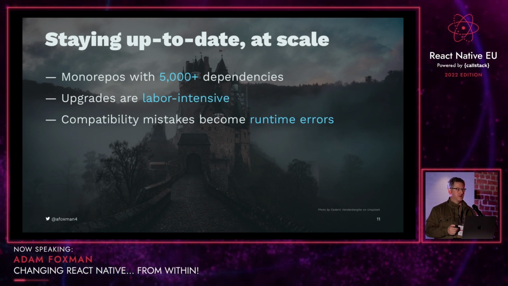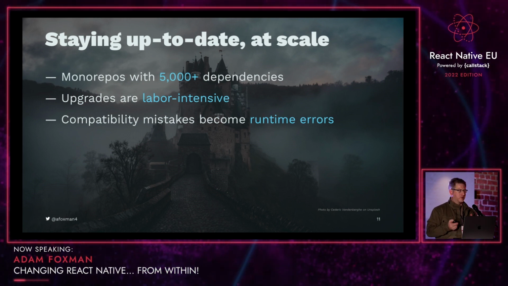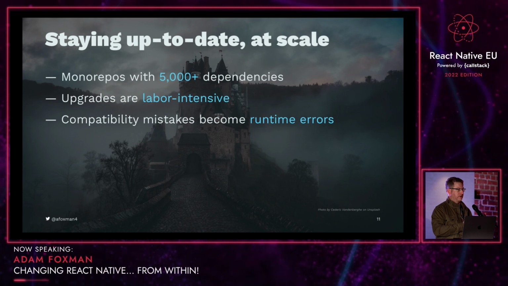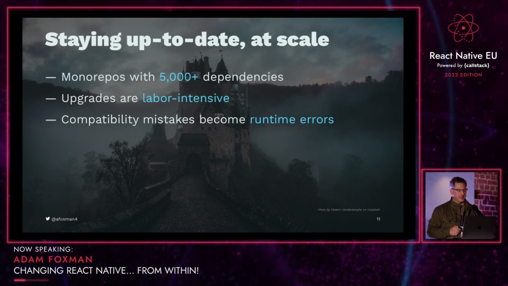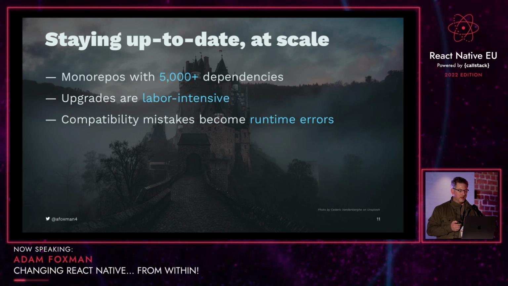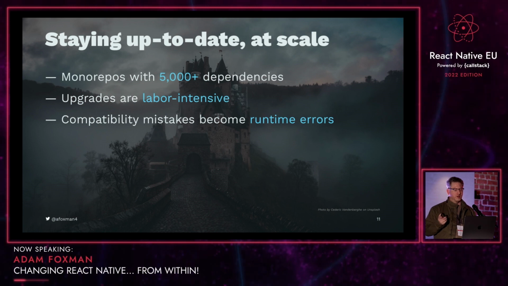We might ship hundreds of libraries out of a mono repo and a handful of apps, and those libraries go into other mono repos and get shipped in other apps. And so it's kind of like this really complicated, tangled web. And upgrading without breaking compatibility is a real challenge.